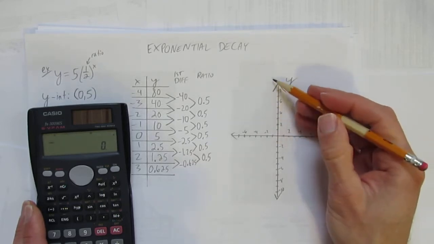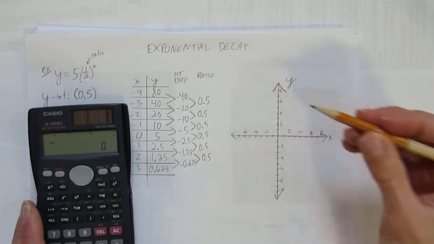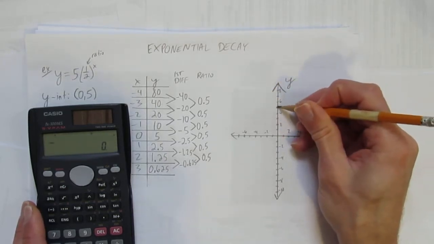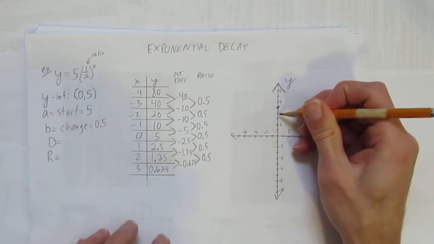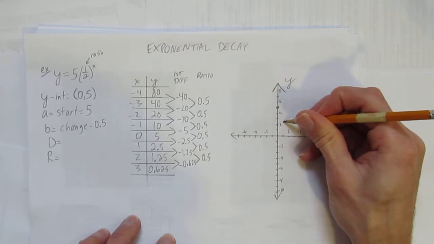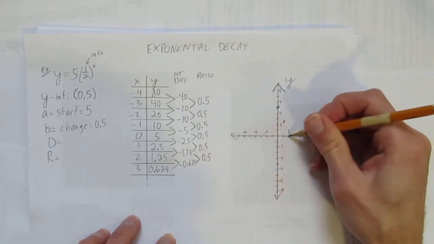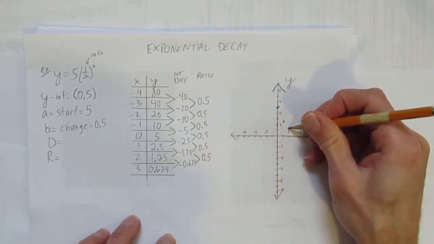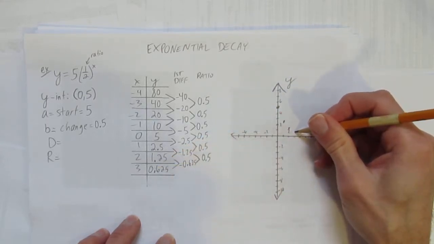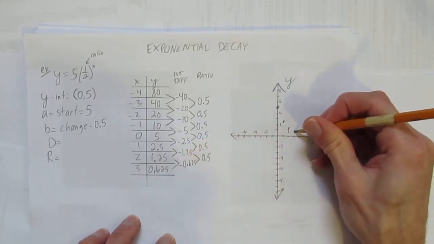Negative 1, negative 10 is just off my graph, but it's somewhere up here, just about there. So I'll start with 0 on x, 5 on y. And now 1 and 2.5, so that's halfway between 2 and 3. And then 2 and 1.25, just above the 1. And then 3 and 0.625, a little more than halfway to the 1.